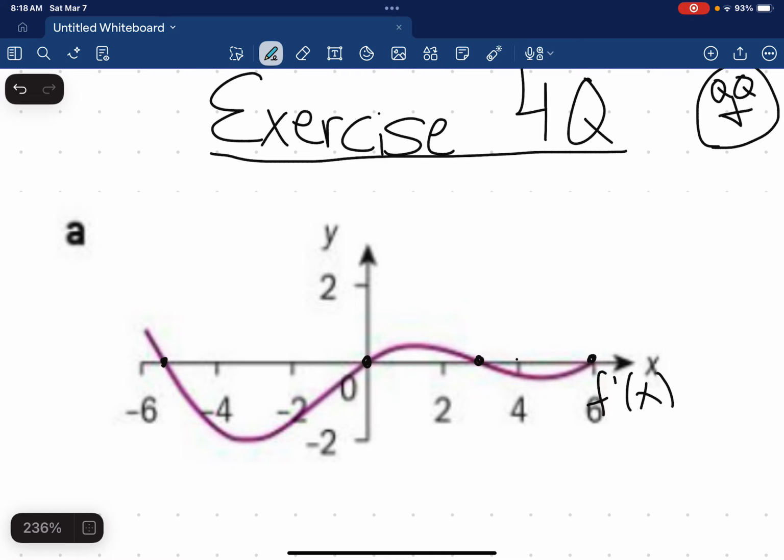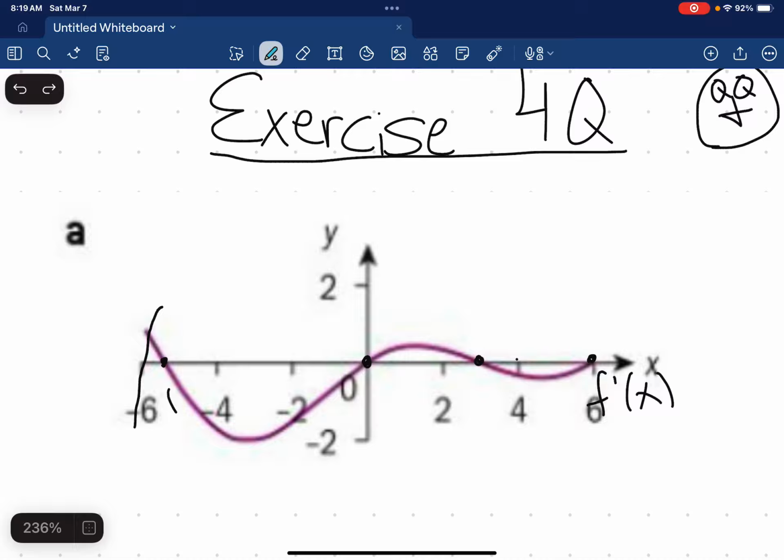Next, I need to check if f prime is above or below the x-axis. When it's above the x-axis, that means that f of x is increasing. So I can go ahead and start over here and draw something that looks like this. However, we're now at the stationary points, so from now on it's going to start decreasing. That's the highest that peak's going to go, or the local maximum.